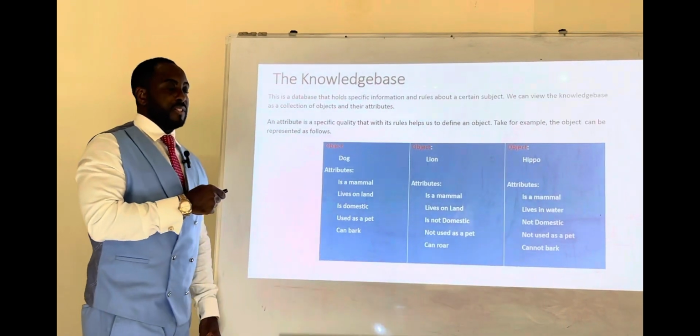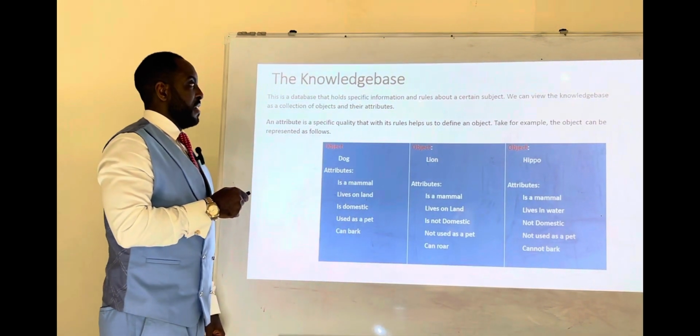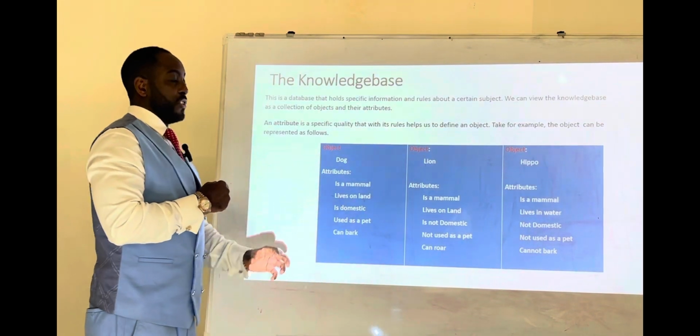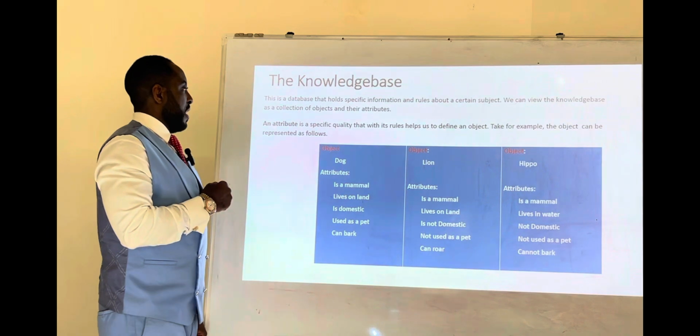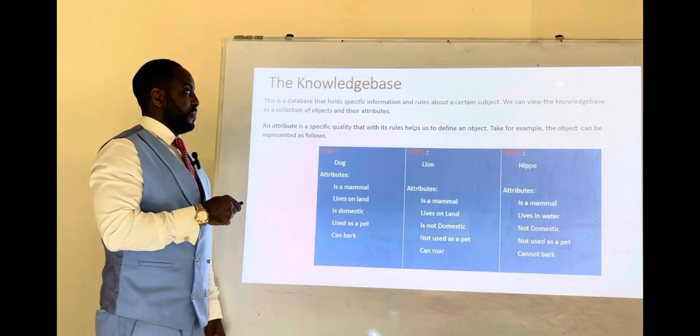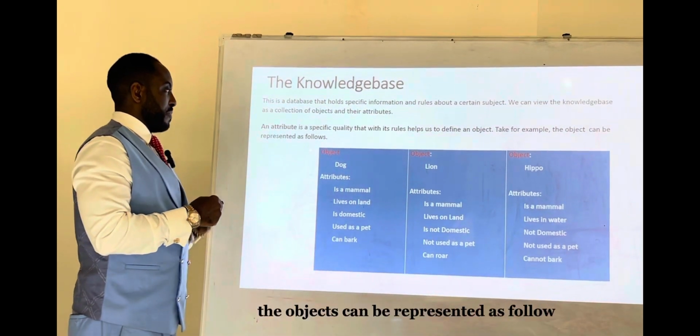Let's start from the knowledge base. A knowledge base is a database that holds specific information and rules about a certain subject. We can view the knowledge base as a collection of objects and their attributes. This is the object and these are its attributes, okay? An attribute is a specific quality that, with its rules, helps us define an object. I'll take an example; the object can be represented as follows.